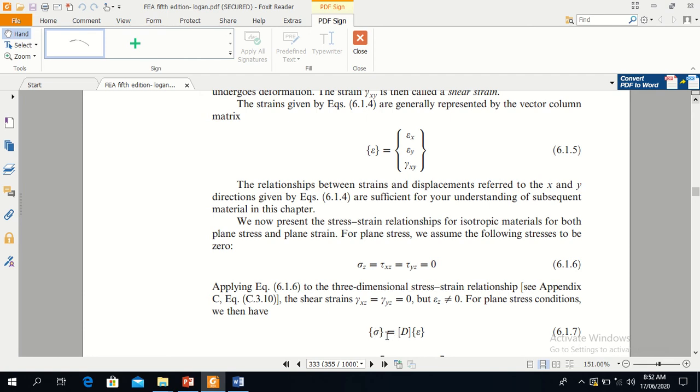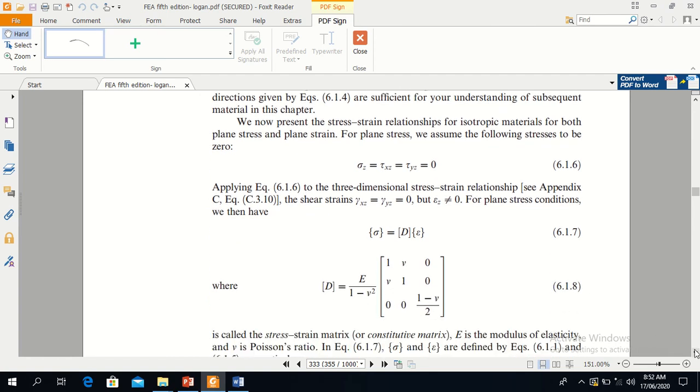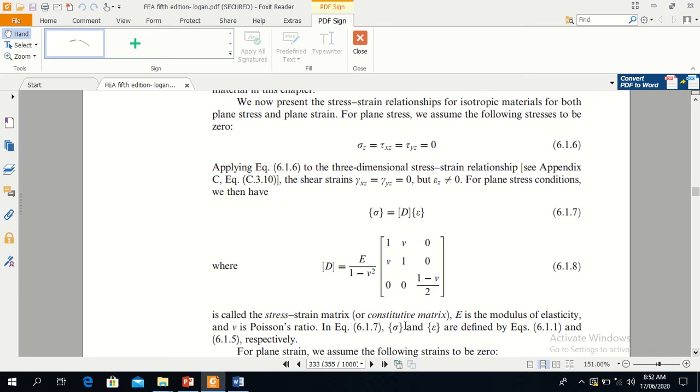Please note down this equation where D is called stress strain matrix or constitutive matrix. D is stress strain matrix or constitutive matrix, where E is modulus of elasticity and V is Poisson's ratio.